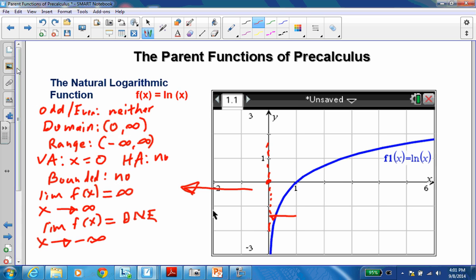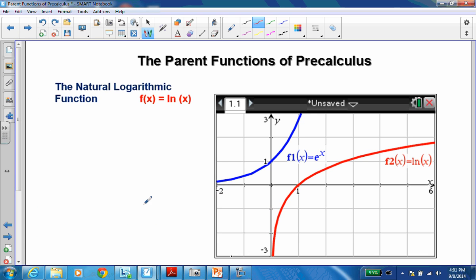Okay. Next. This slide demonstrates that the logarithm and the exponential function are reflections about each other. These are inverse functions of each other. In a few weeks, we're going to go into inverse functions in detail.